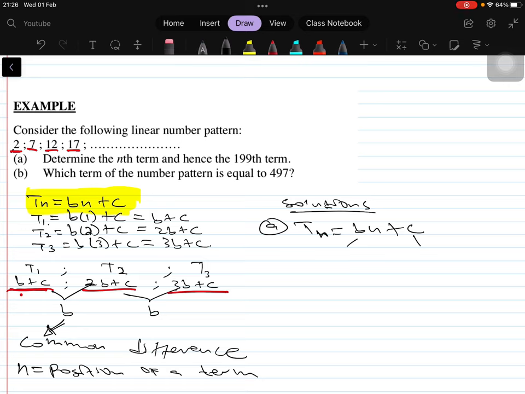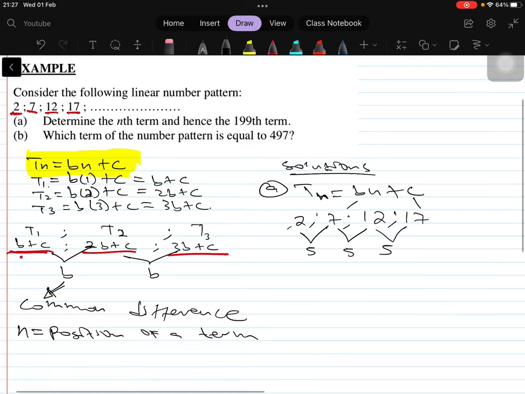That's basically the question. So we know that we are given 2, 7, 12, 17. What would be b? B is just the common difference, like I said here. It's 5. 7 minus 2 is 5. 12 minus 7 is 5. 17 minus 12 is 5 also. Therefore, b equals 5.